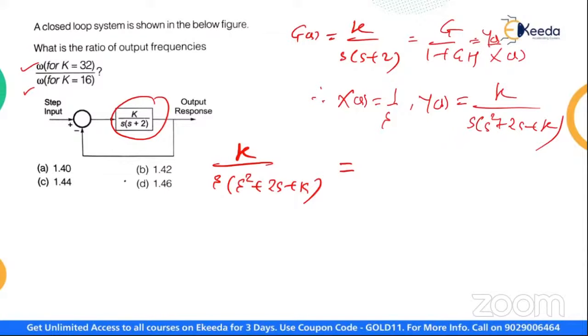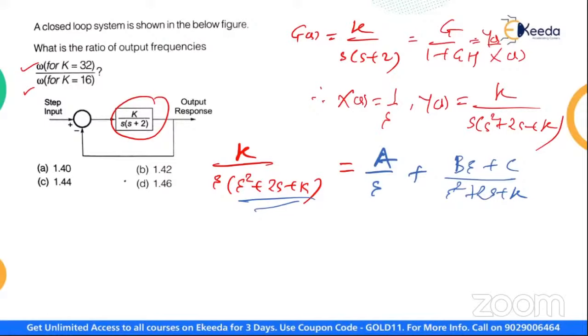How do you do the partial fractions? You will be doing k upon s into s squared plus 2s plus k equals A upon s, plus, now see, this is a non-factorizable quadratic, so you'll be having Bs plus C upon the whole quadratic, s squared plus 2s plus k. Is it all right? Yes.